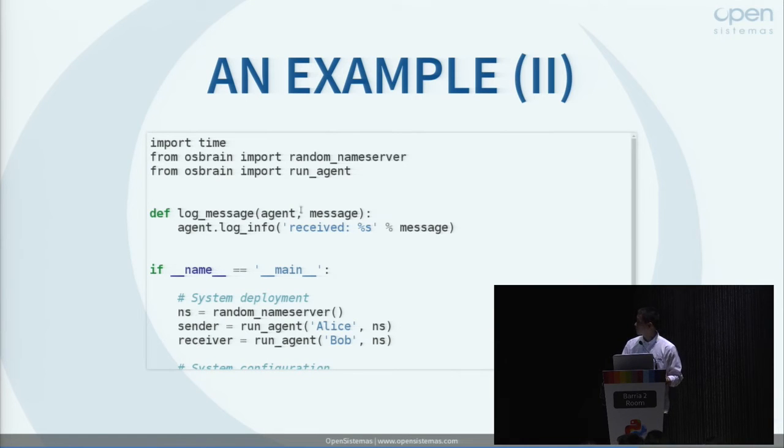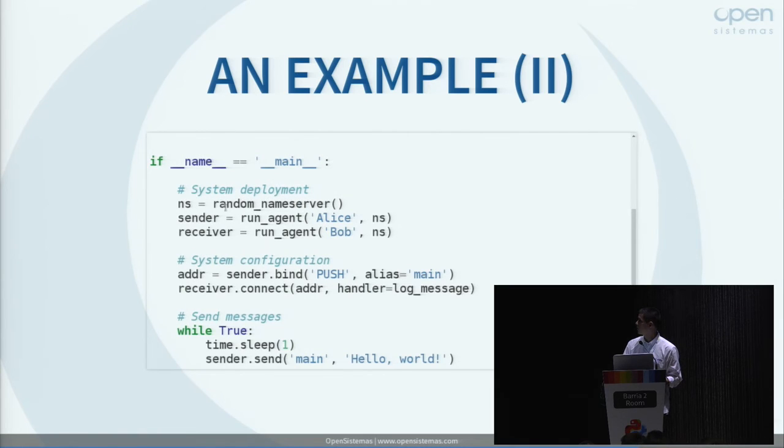Okay, this is a second example, which is a simple one as well, in which we are going to implement a push-pull pattern. Just as before, we are creating a name server, and then we are creating two agents, a sender and a receiver. We call them Alice and Bob, and then what we do is to bind the sender using the push pattern, which is, again, a ZeroMQ communication pattern. We give this socket an alias, simply because it's easier to refer to it later that way.